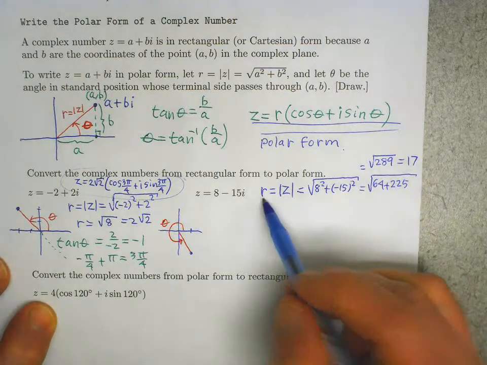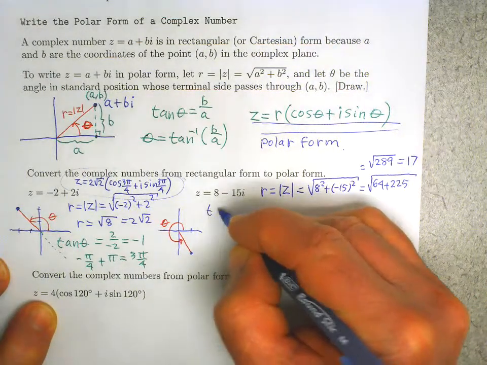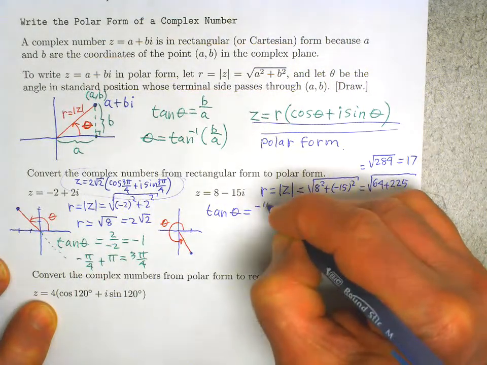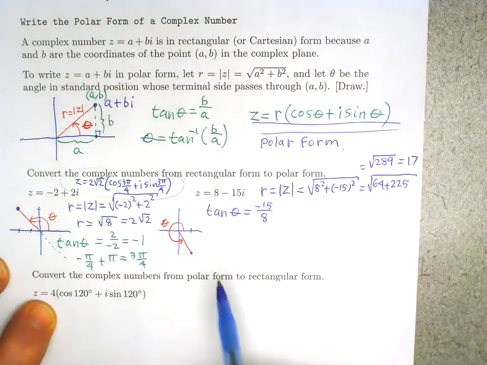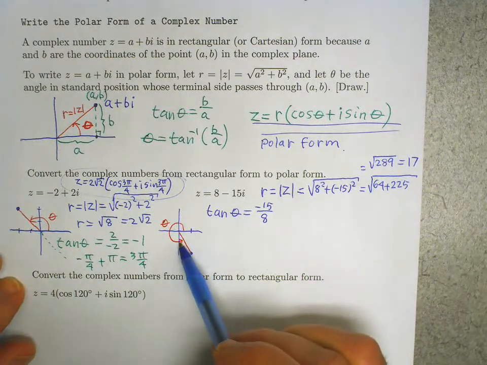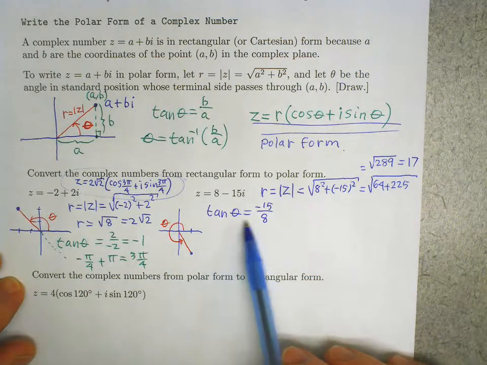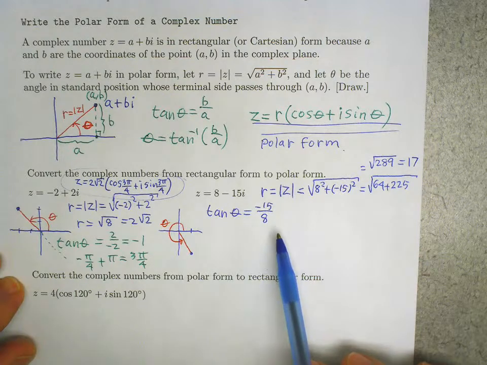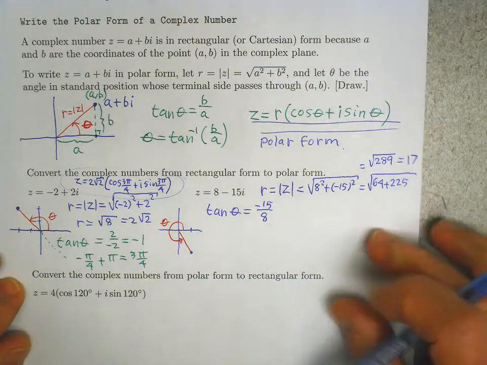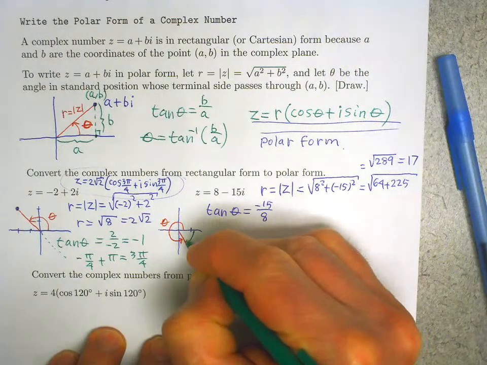Okay, so that's what r is. And tangent of theta is equal to negative 15 over 8. We want theta to be between 0 and 2 pi. The inverse tangent of negative 15 over 8 is negative, so it would be this angle right here moving clockwise.